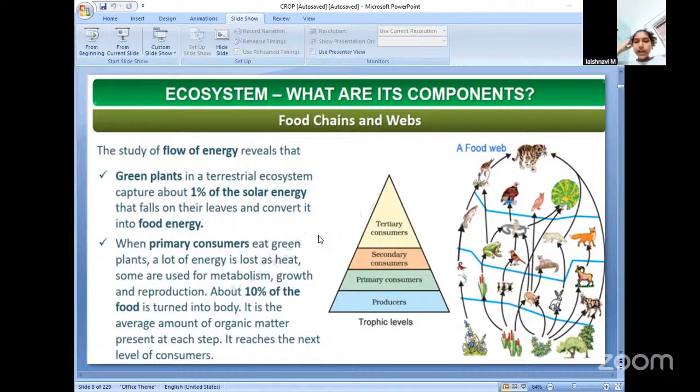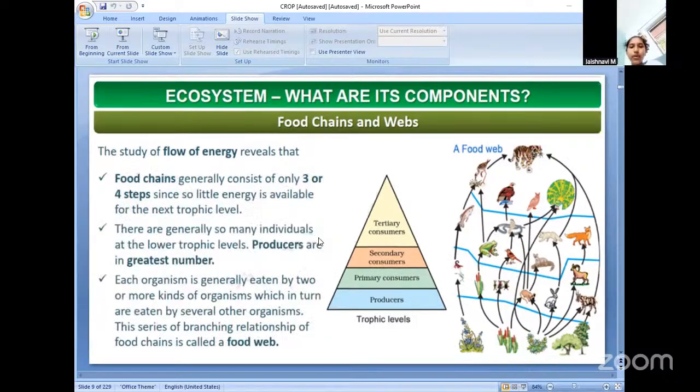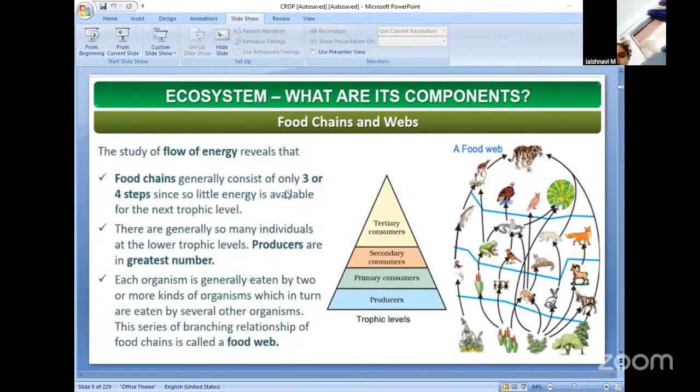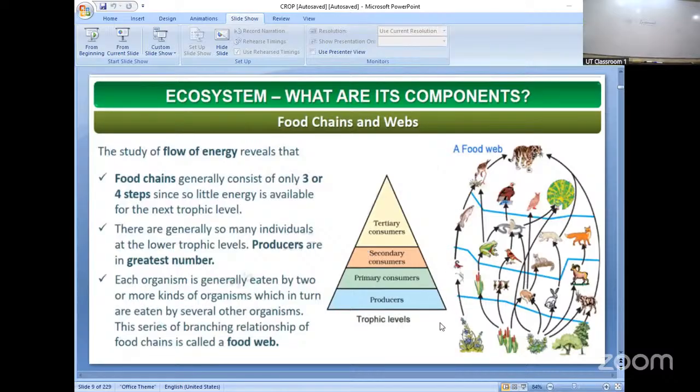Ma'am, so they only consume 10% of what they have eaten. Yes, only 10%. Okay. Ma'am, then what will be the unit of it? Will it be joules? Yes, it will be in joules. Okay, joules. Is it clear?